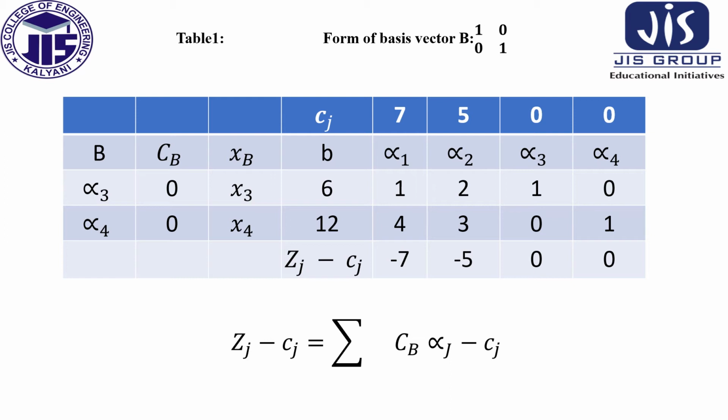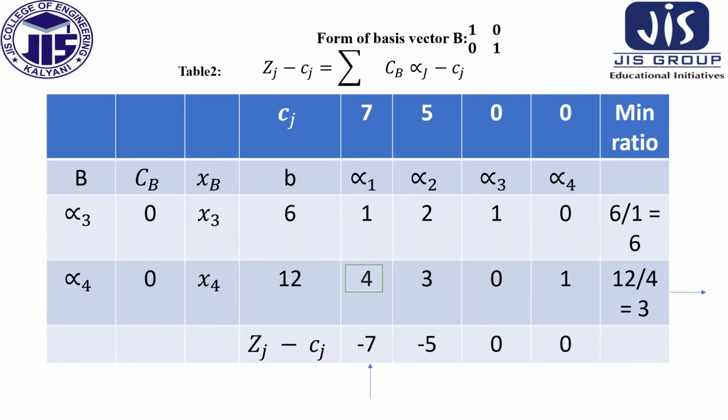If more than one negative value is present in zj minus cj, we have to find the most negative value. We see here that between minus 7 and minus 5, minus 7 is the most negative value. So we select this as the entering column. We have given the upward arrow in the alpha 1 column because minus 7 is the most negative value.